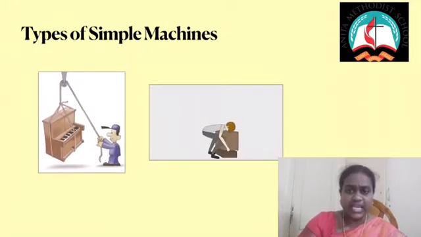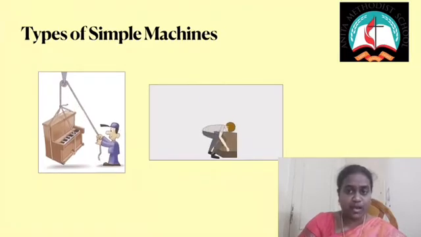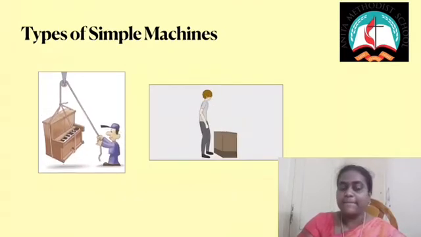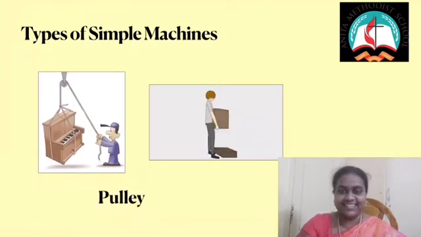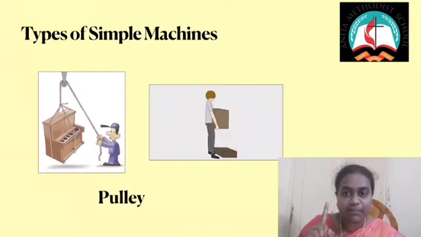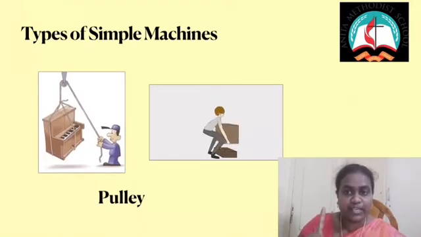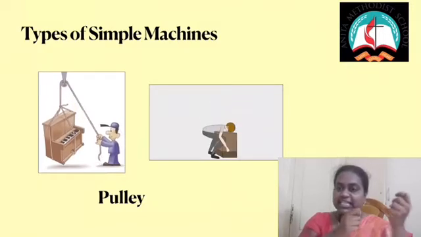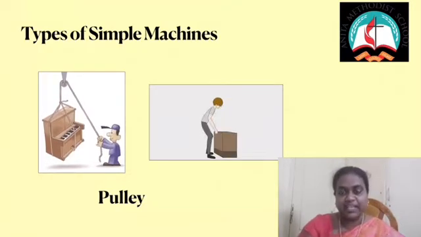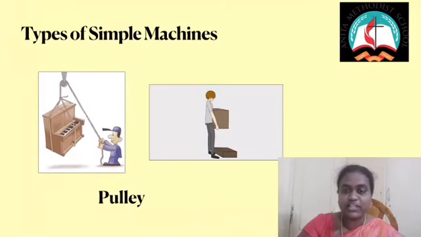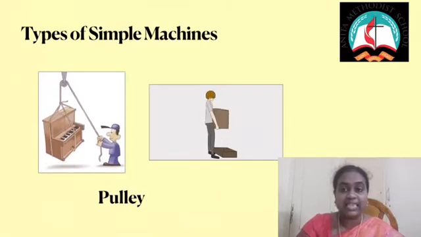So, the wheel and the rope are called pulley. Okay? The first type of machine is called pulley. It's easy to pull, right? Easy to pull the loads using the wheel and the rope.